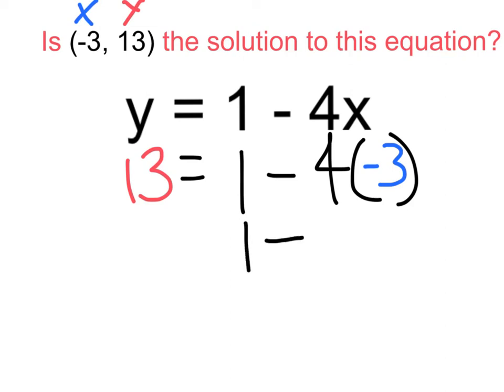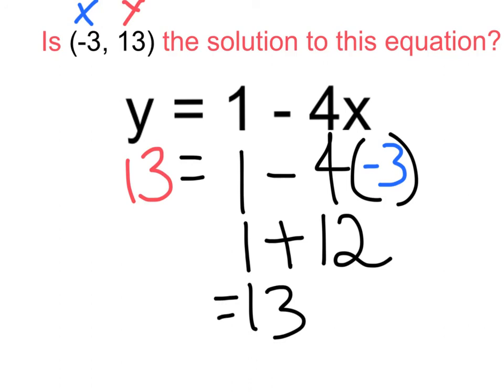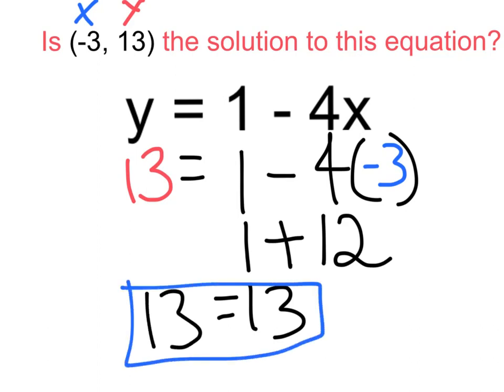And now let's simplify. So 1 minus, we're simply bringing this down, and 4 times negative 3 is what? It's going to be negative 12, but because we've got this negative sign right here, negative 4 times negative 3 is going to be positive 12, and 1 plus 12 is what? It's going to give us 13. And is 13 equal to 13? It definitely is. So this equation is true because both sides are equal.